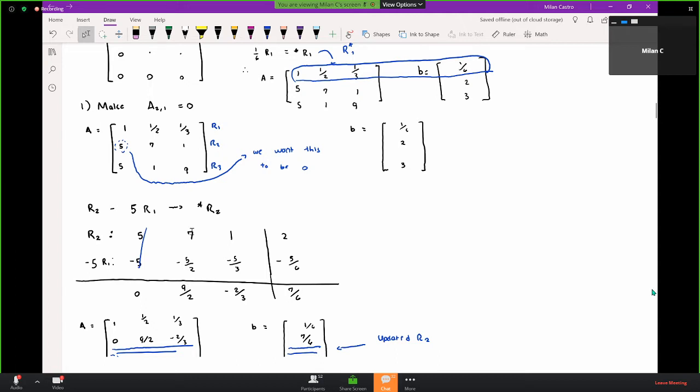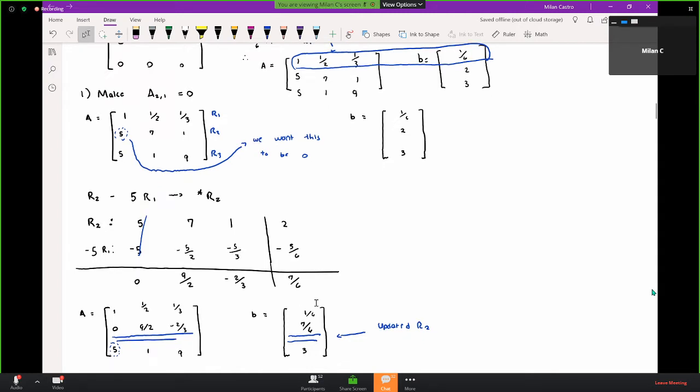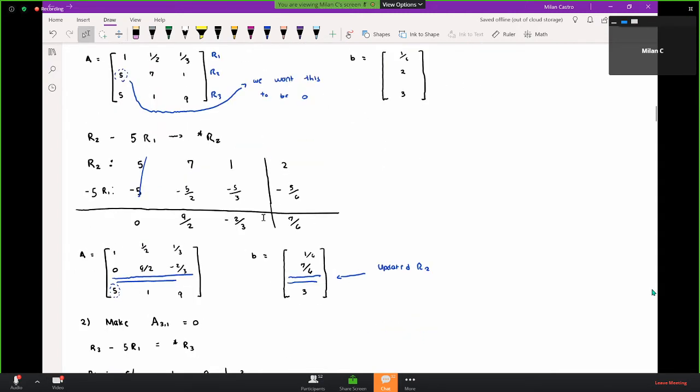Okay, so I kept everything in fractions as you can see here. So I did 7 minus 5 divided by 2, got 9/2, and then 1 minus 5 divided by 3, and I got -2/3, which I think someone mentioned in the chat. And then 2 minus 5/6, and I got 7/6. Okay, so now that you have all these terms, make sure to update your matrix. So now you have 1, 1/2, 1/3, 1/6, 0, 9/2, -2/3, 7/6.